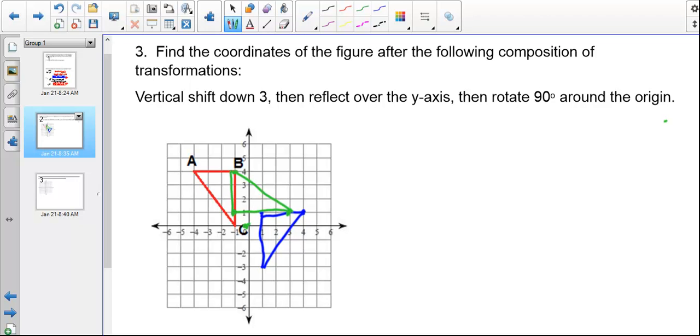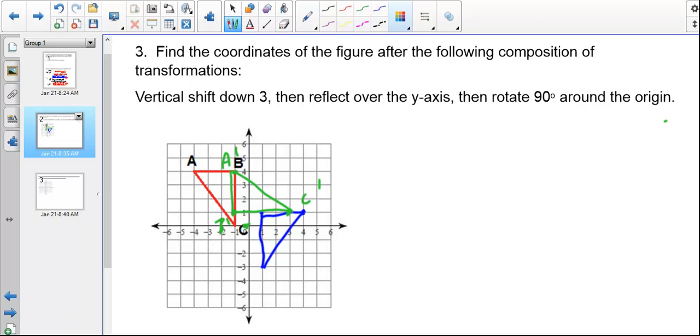Okay, so again, I didn't really do this right. This is B prime, that's A prime, and this guy is C prime. Okay, so obviously it's not as big of a deal when it just tells me what to do in order. We just follow the order.